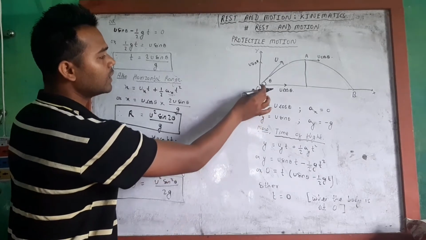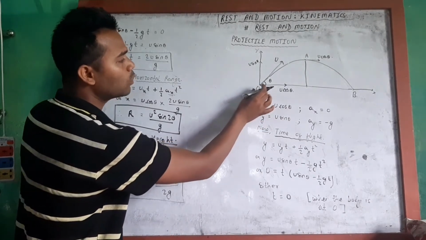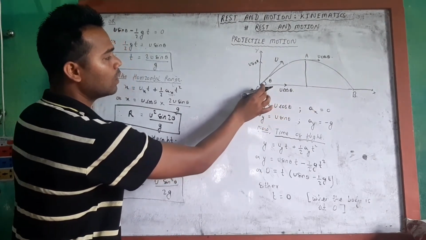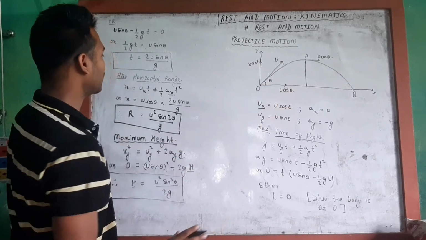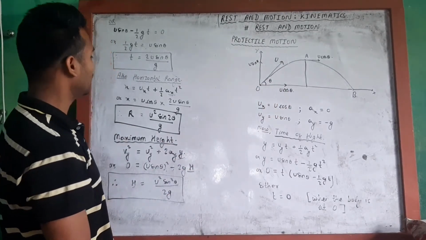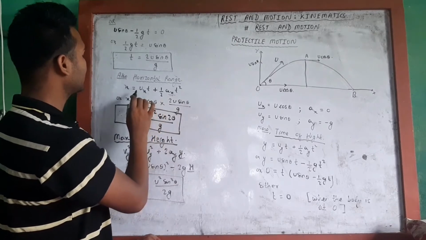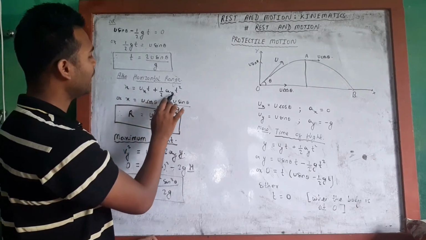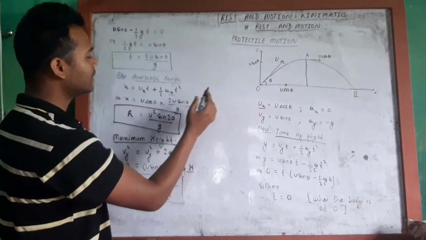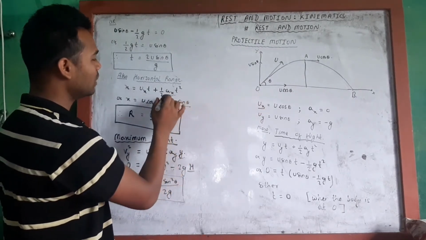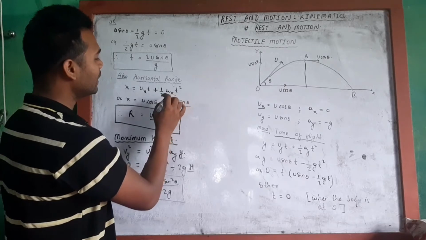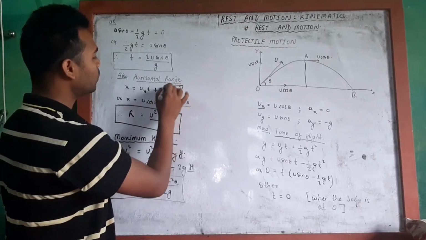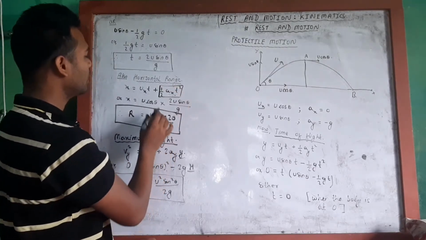For the horizontal range, the body has moved from point O to B. The displacement OB is known as the horizontal range. In the x-axis motion, we have one equation: x is equal to uxt plus half axt square. In the horizontal motion, the acceleration is 0. That's why this term will be 0.